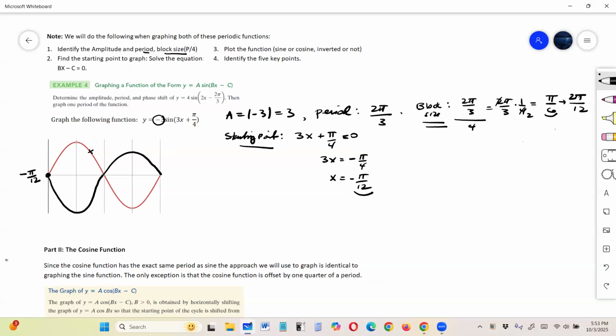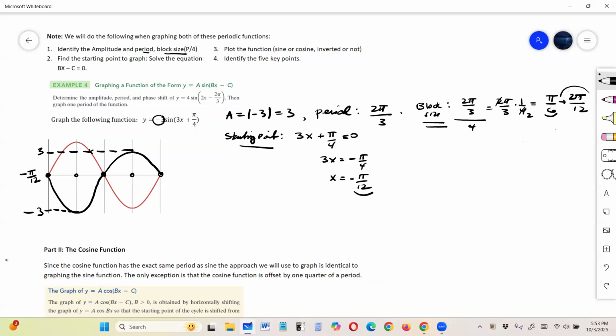This is the graph, okay? The black line, not the red. But the 5 key points are still the same. So we include in this point, and this point is positive 3, and we include in this point, and this point is negative 3, and all I have to do now is find the other 4 points.